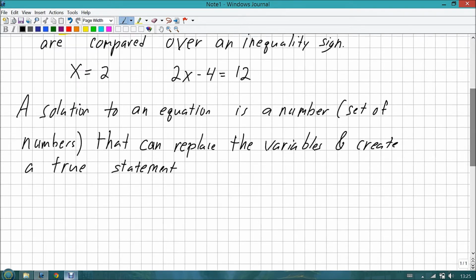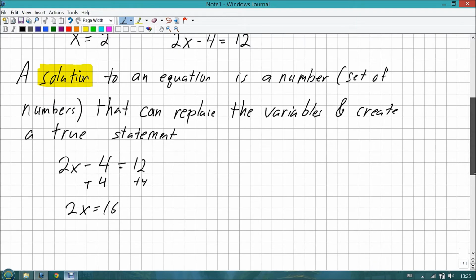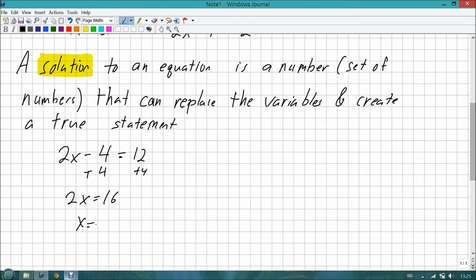For example, let's use the one that we used earlier. 2x minus 4 is equal to 12, and we are told to find the solution. Well, to find the solution, we would have to solve for x. So to solve for x, add 4 to both sides. And we now have 2x is equal to 16. Divide both sides by 2, and we get x is equal to 8. Now, 8 is the apparent solution. It isn't necessarily the solution to this. To find the exact solution, we have to double check it.